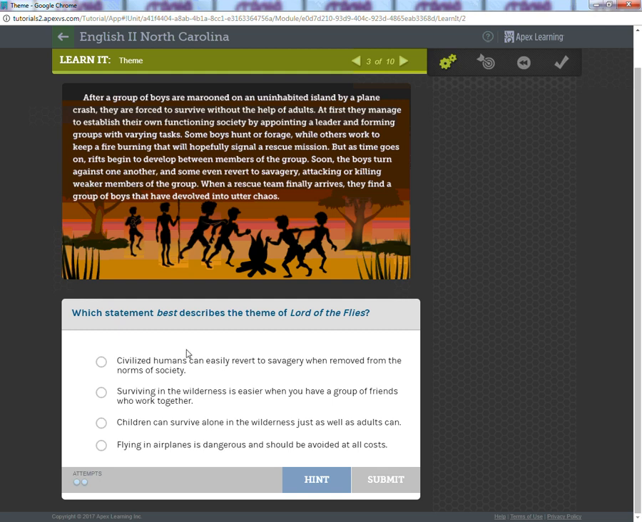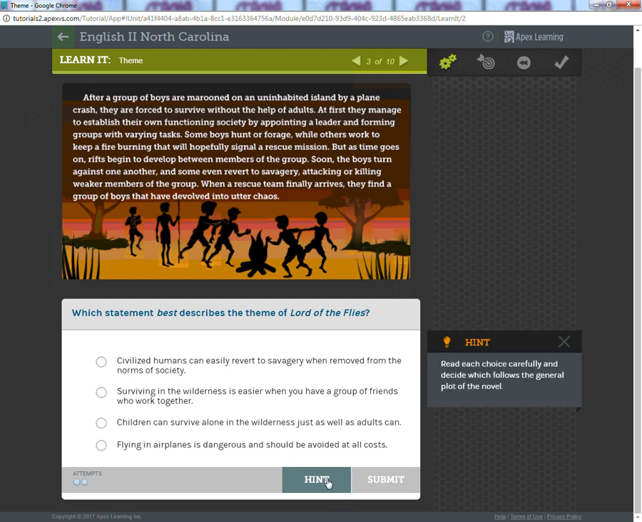So, to answer this question, I would want to use my sentence starter. The author's message to the reader is that flying in airplanes is dangerous and should be avoided at all costs. I'm going to eliminate that one. The author's message to the reader is children can survive alone in the wilderness just as well as adults can. Well, we clearly see that that's not what happens. So now I've eliminated 3 and 4 or C and D.